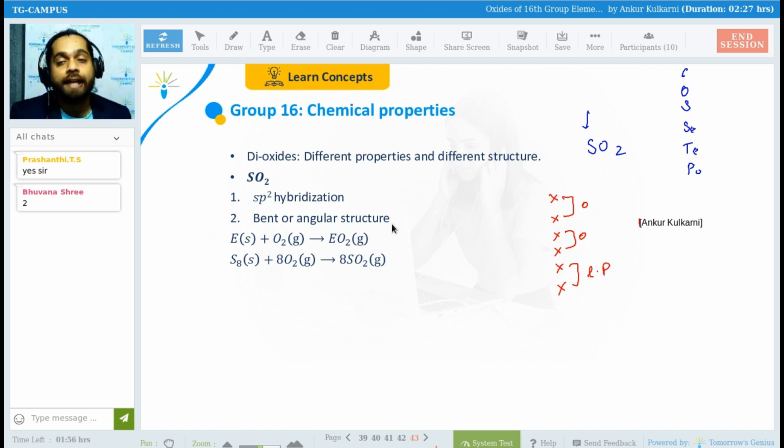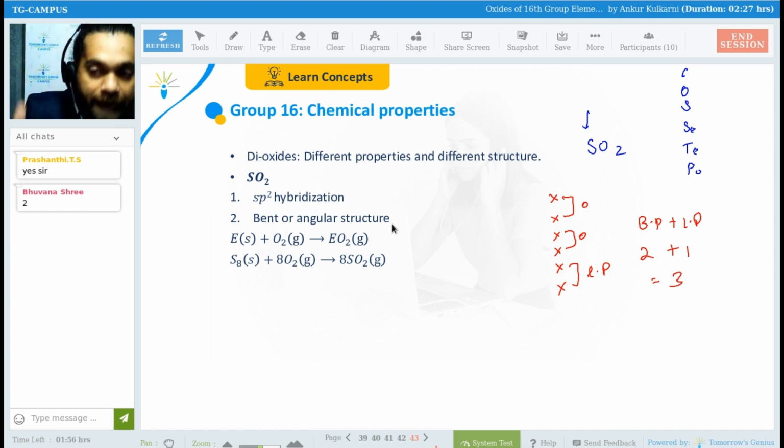So what is the number you are getting? Bond pair plus lone pair, that is the hybridization number. I have 2 bond pairs of oxygen plus 1 lone pair, that number is 3. Anthony, the number is 3, you have to start from S.